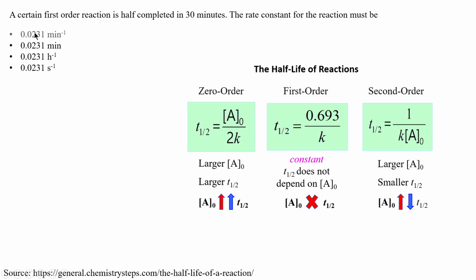So 0.0231 minute inverse. One way to tell the answer again is that if you know the expression for this itself, you can see that T half comes down and it becomes minute inverse. And in the question itself, the unit has been given in minutes, and the rest of the units are in minute inverse and second inverse. So you can clearly see that 0.0231 minute inverse is the correct answer for the question.